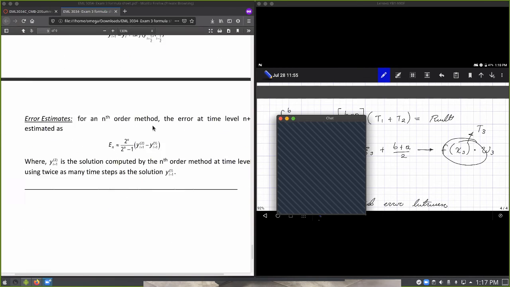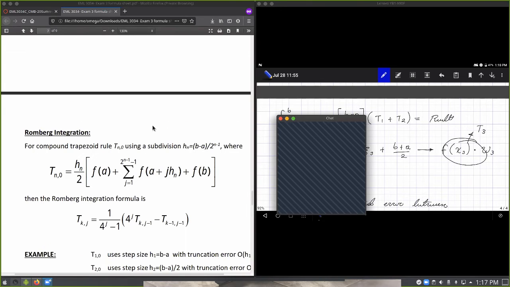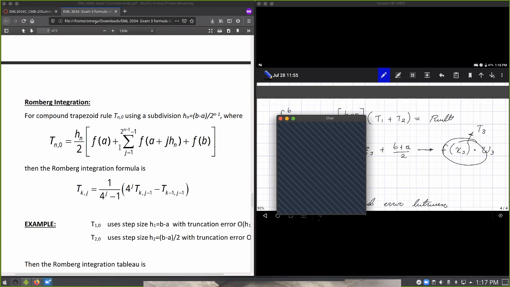Can I work a Romberg and least squares problem? I have no idea how to do this. For compound trapezoid rule using a subdivision, then the Romberg integration formula uses step size. T2 uses a step size.